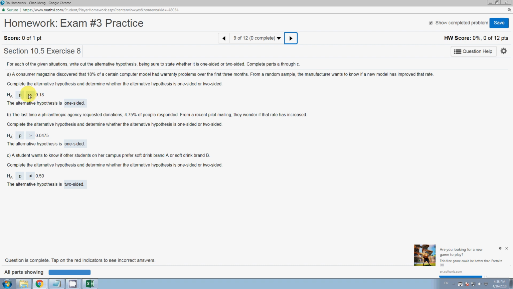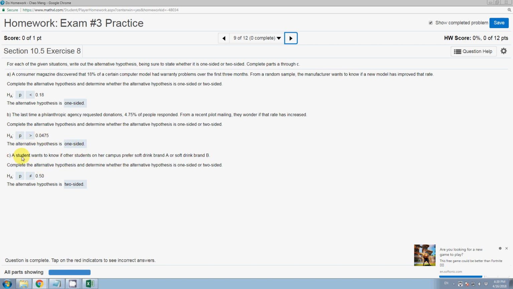Why do we select this less than? Because we want to know if this rate has improved or not. Improving the rate means we get a smaller rate, so that's going to be less than 0.18. Okay, and B, the last time we get 4.75% of people responded, and they wonder if the rate has increased or not. So increase, that's a keyword. So it's still talking about the proportion or the percentage. So the population parameter is p, and we want to know if the rate has increased. So that's going to be greater than, and it's also one-sided.